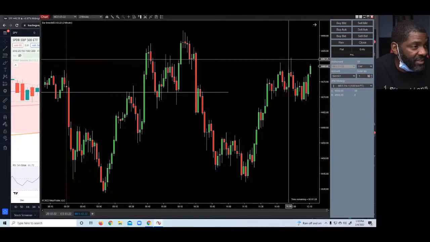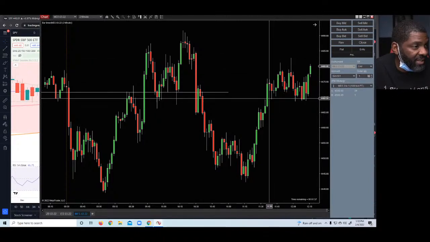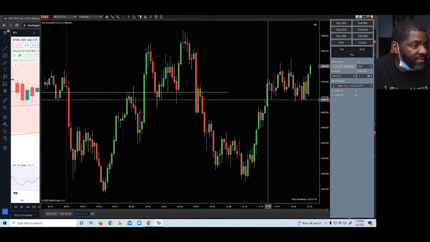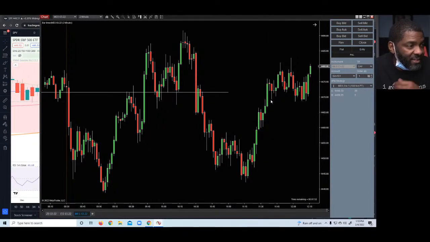And as you can see, the entry came over here. And then this was my target, this swing low right here. That swing low right there, that was my target. And both of the trades actually worked out today. I'm fixing to jump in here and break it down and go through it so you can see it.